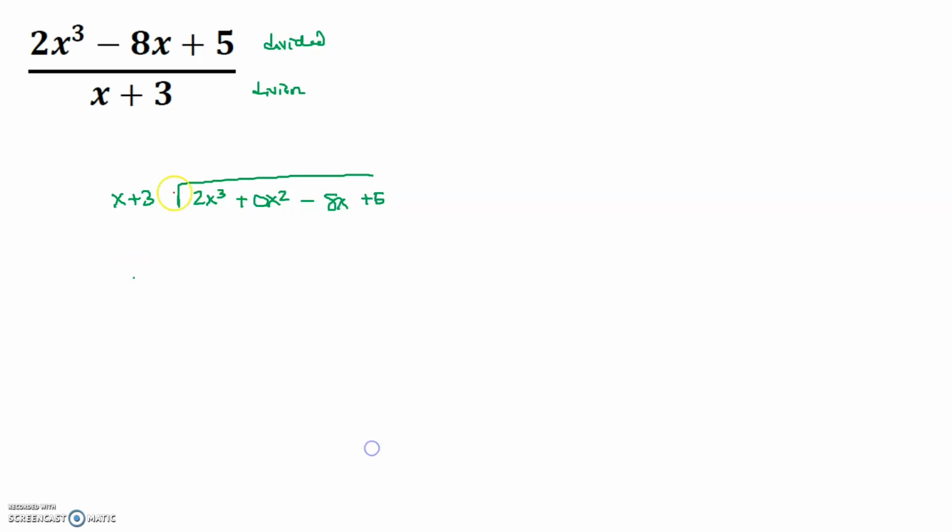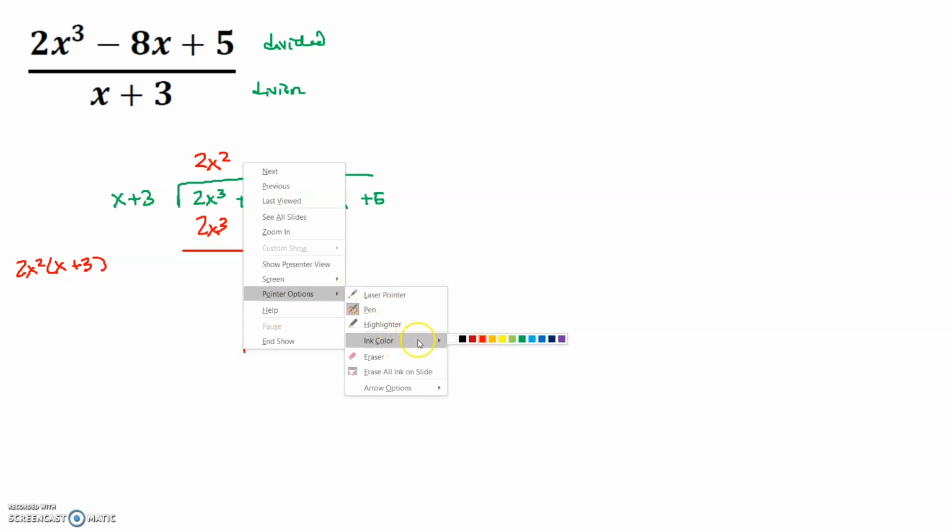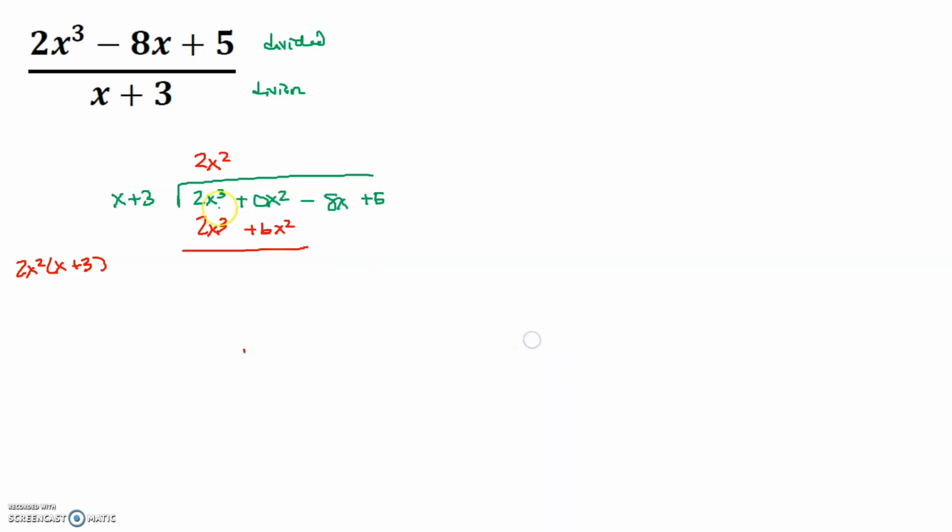So our first part here, what up here up top times x gives us 2x cubed, and the answer is 2x squared. So again, you can do this part in your head, that 2x squared times the x plus 3 gives us 2x cubed plus 6x squared. And this is why we needed that placeholder, so that when I subtract, I have something to subtract it from. It's just helping me line up all my numbers. Let's switch to a different color. Blue. So when we subtract, we have to distribute that negative through, and these cancel.